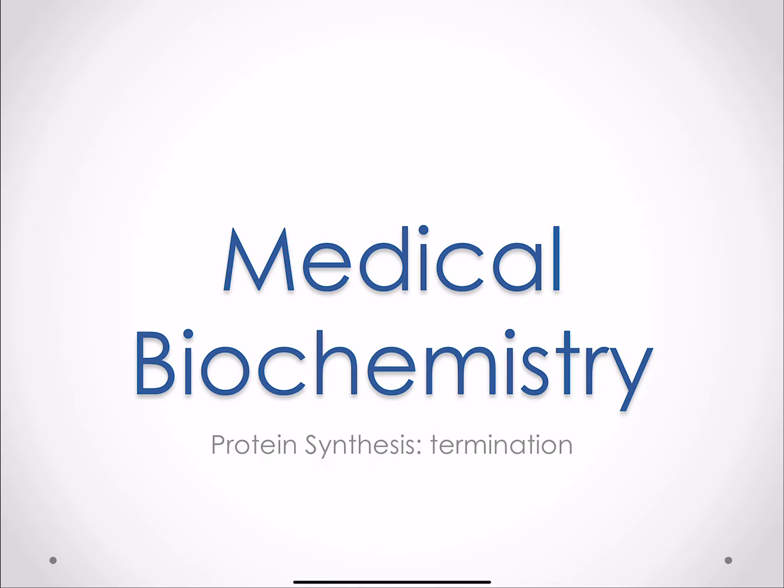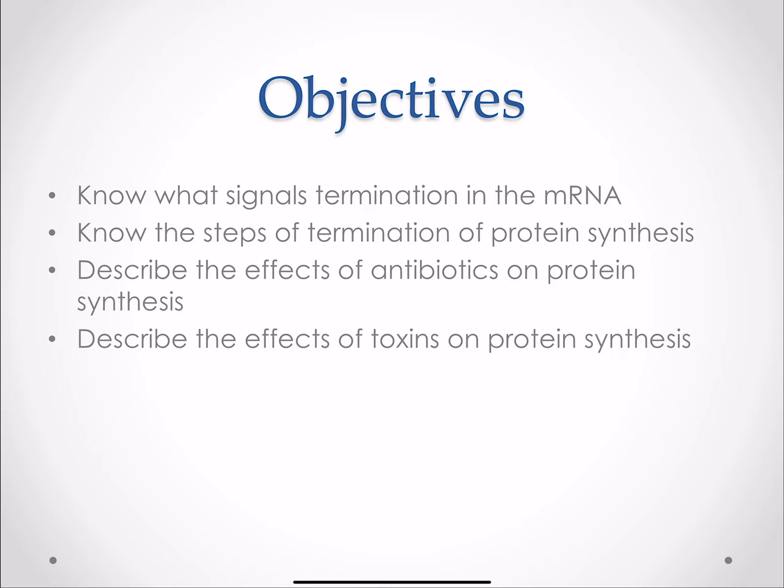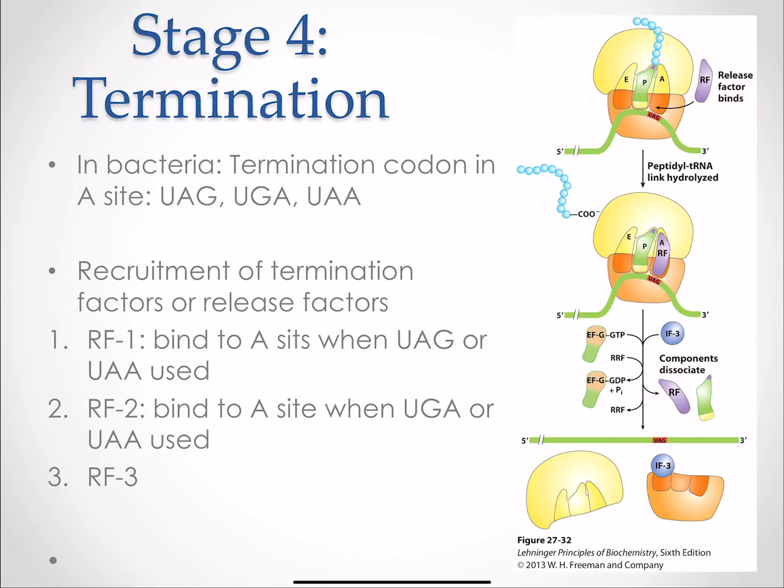All right, so now we're going to talk about the final stage of protein synthesis, which is termination. We have to know what signals are going to terminate the message, and then how this leads to certain steps that will eventually lead to the dissociation of the ribosome and the release, of course, of the growing protein or peptide. We'll also talk about some antibiotics and toxins that are associated with disrupting protein synthesis.